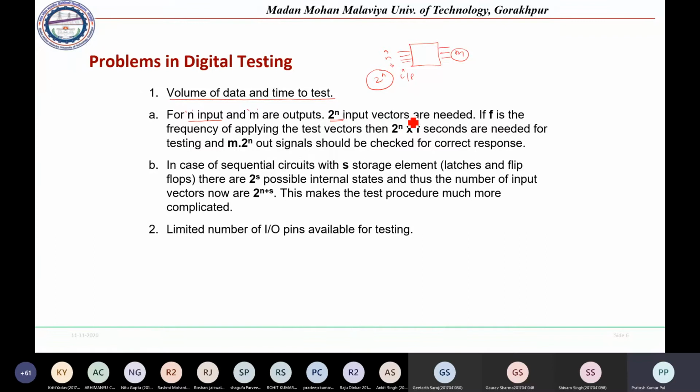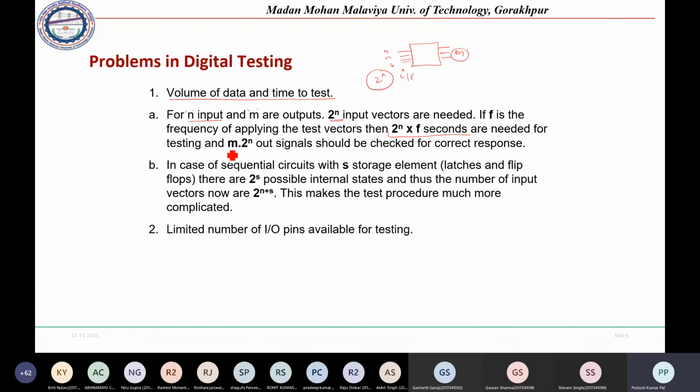So suppose 2 to the power n number of input vectors are there, and if f is the frequency of applying the test vectors. So if we are applying the test inputs with the frequency of f, then this much time is needed for testing each input. So this much time will be required for testing each input.